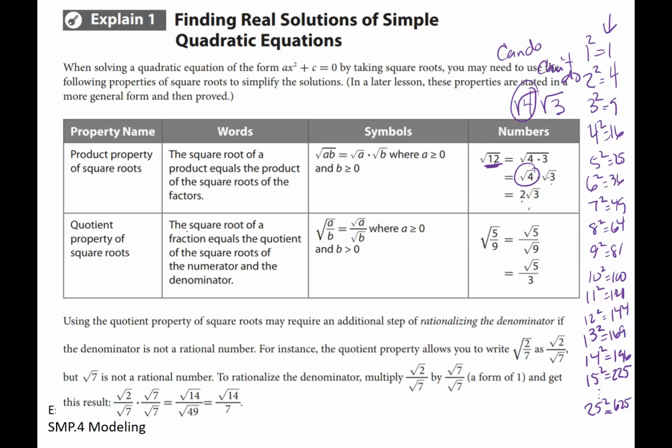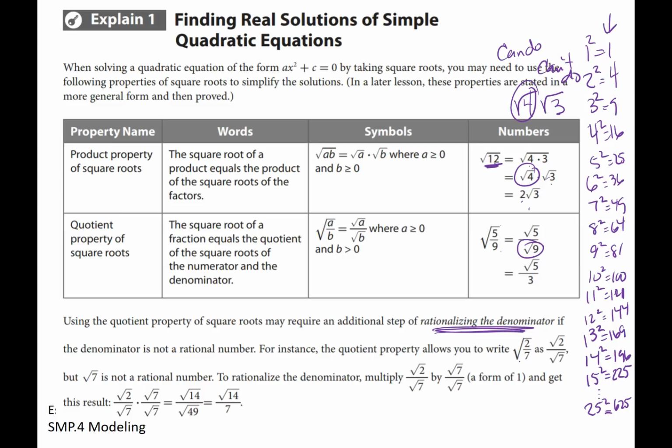Quotient property of square roots. The square root of a fraction equals the quotient of the square roots of the numerator and the denominator. So basically what it's saying here is I'm allowed to take this square root and split it into 2, and then I can just take the square root of the denominator, which in this case was 3. But there's another little piece to this. Using the quotient property of square roots may require an additional step of rationalizing the denominator. That's a big thing. If the denominator is not a rational number, meaning not a nice, pretty whole number, okay?